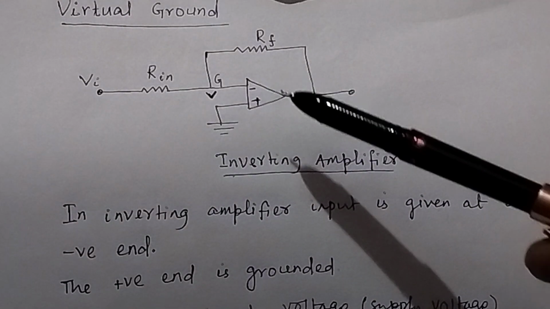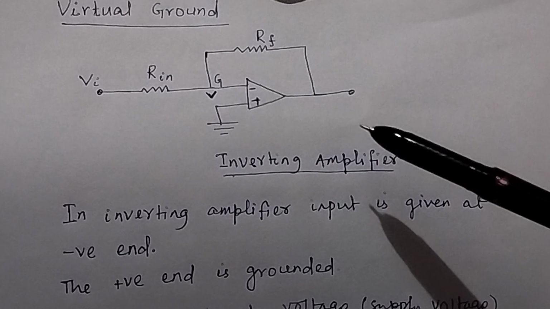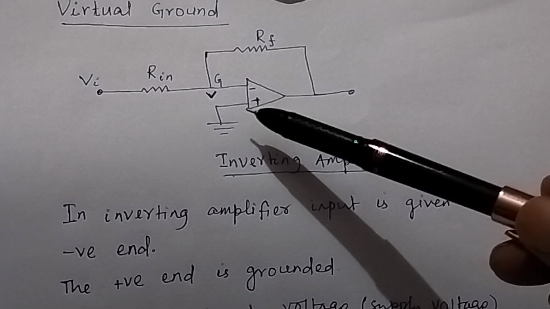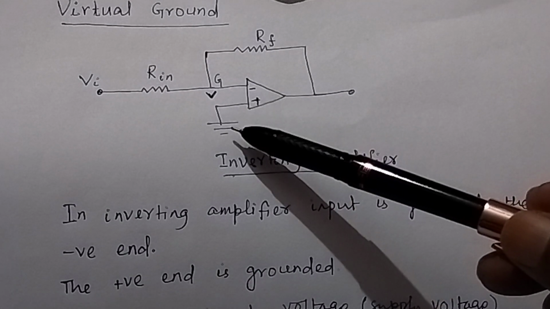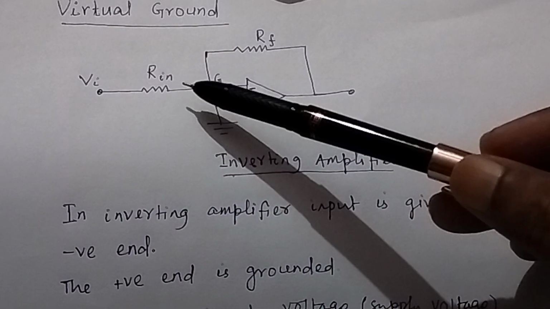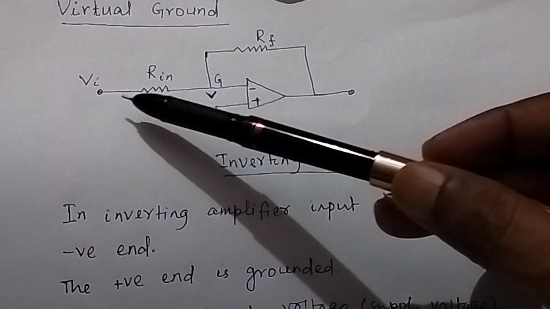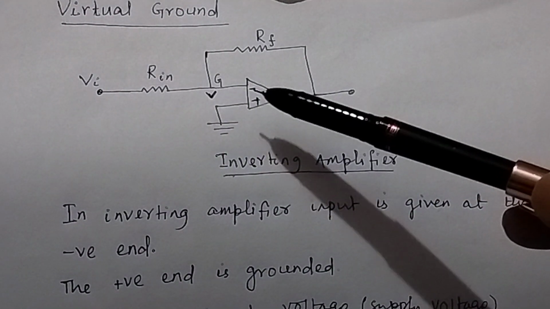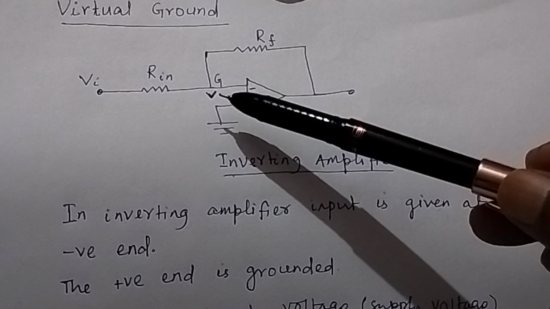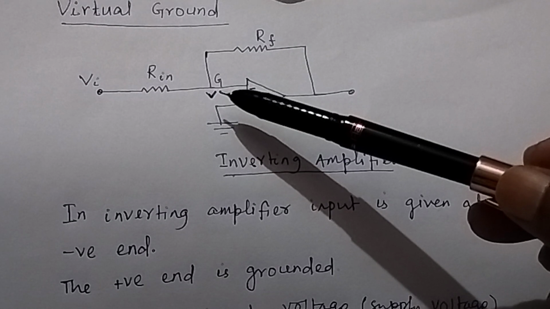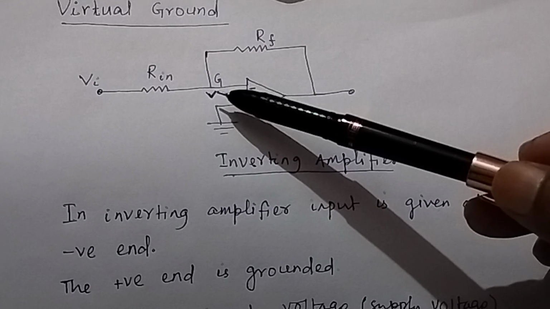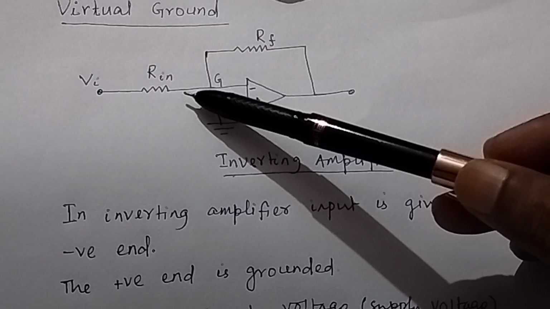This is your inverting amplifier, and in inverting amplifier I have told you the input is given at the negative end and the positive end is grounded. You see, this is the positive end and the positive end is grounded, and the negative end input is given. Vi is the input voltage or the supplied voltage. The supplied voltage is connected to the negative end and the positive end is grounded, and this point is called the voltage at the inverting input terminal. So V is the voltage at the inverting input terminal and Ri is the input resistance.